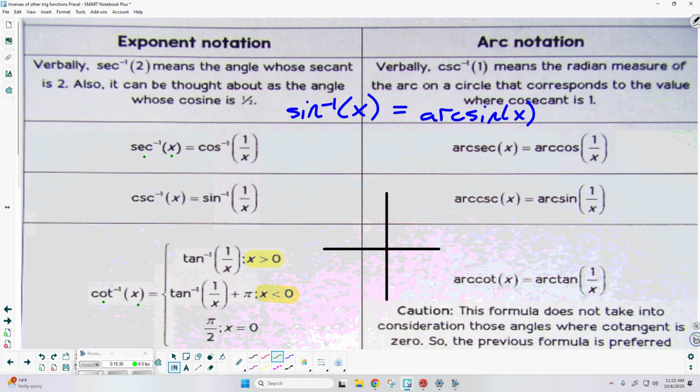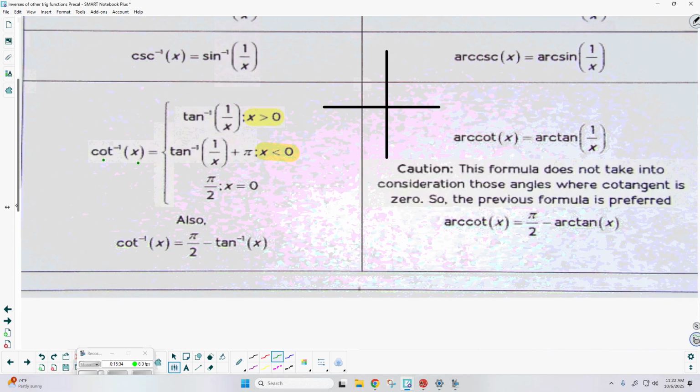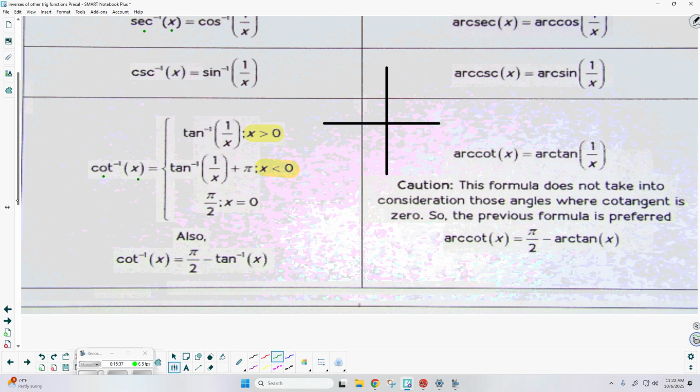Okay, we already know how to solve those. Now, the only one you've got to be careful of is going to be cotangent inverse. So we've got 3 possibilities based on whether your ratio is going to be positive, negative, or 0. If x is positive, you'll rewrite it as tangent inverse of 1 over x and simplify, everything's good. But if it's cotangent inverse of a negative ratio, you still take the reciprocals, but you have to add pi.